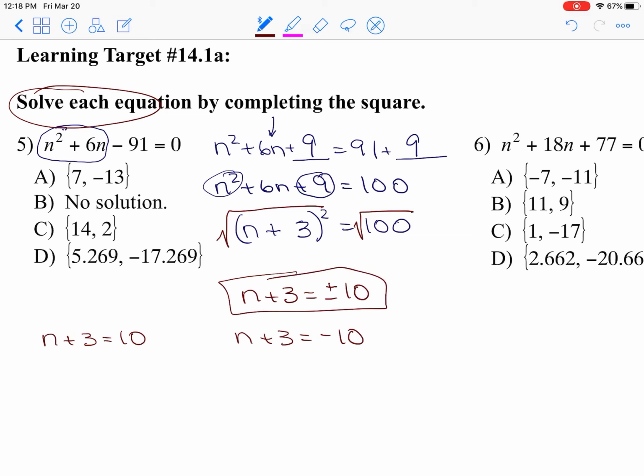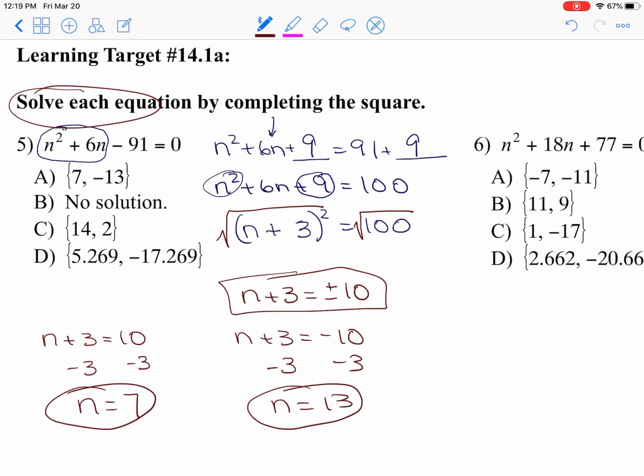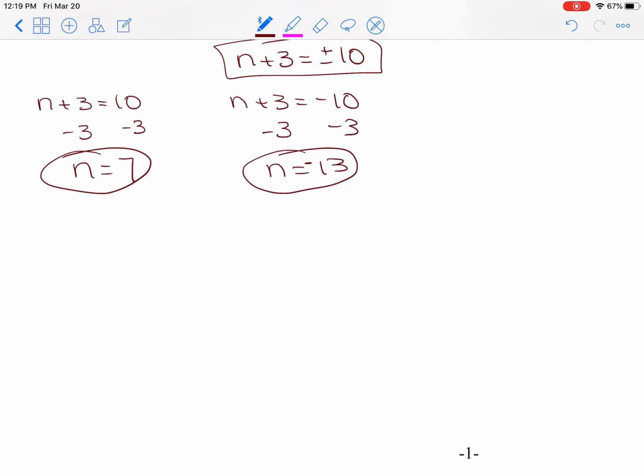That's what this means. So on the left-hand side, n plus 3 equals 10. I'm going to subtract 3 from both sides and get 7. And on the right-hand side, I'll do the same. I'm going to subtract 3 from both sides, but this time I get n equals negative 13. So there's my two answers, n equals 7 and n equals negative 13. My bad, negative 10 subtract 3 is negative 13. So the correct answer is A.